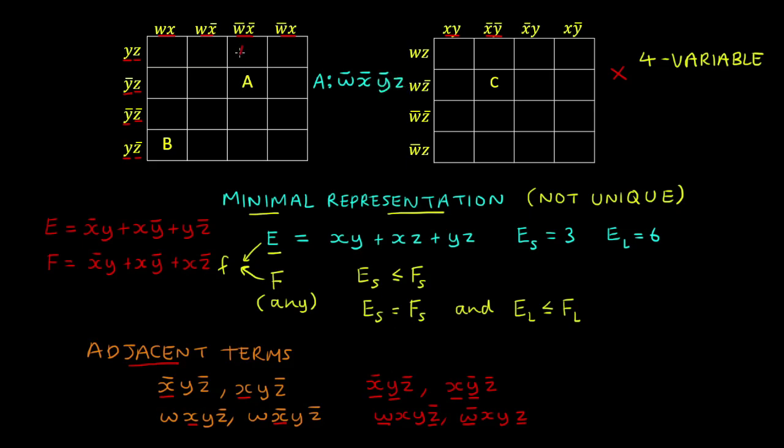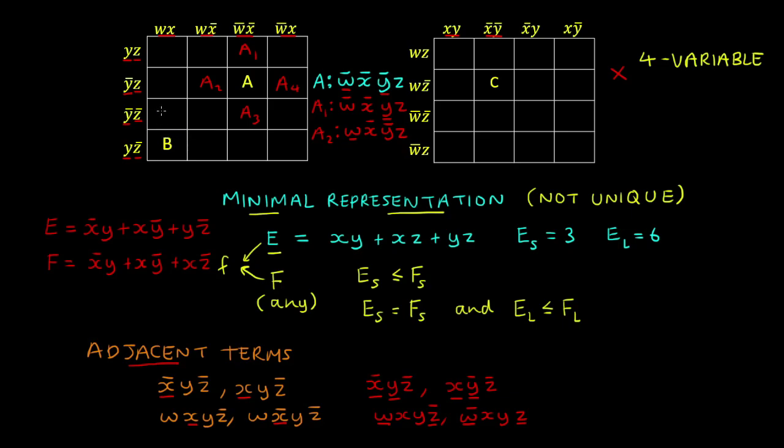and the terms adjacent to A are these ones over here. So A1 is w bar x bar y z. So as you can see, these differ by exactly one literal. And A2 is w x bar y bar z. So as we can see, only w bar and w differ between A and A2. And I'll let you verify that A3 and A4 are adjacent to A.